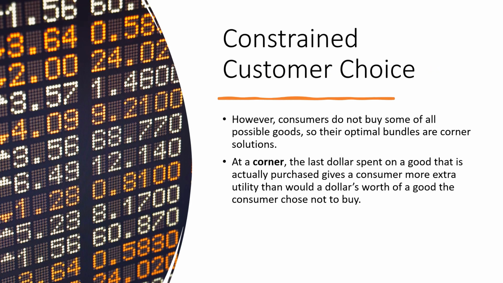Constrained consumer choice. Consumers don't buy some of all possible goods, so their optimal bundles are corner solutions. At a corner, the last dollar spent on a good that is actually bought gives a consumer more extra utility than would a dollar's worth of a good the consumer chooses not to buy.